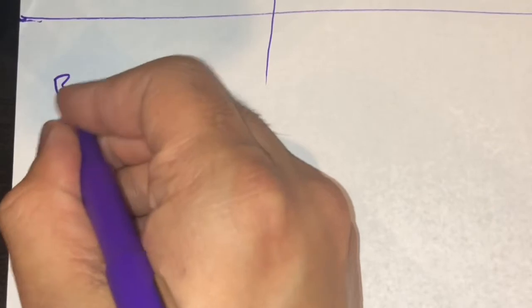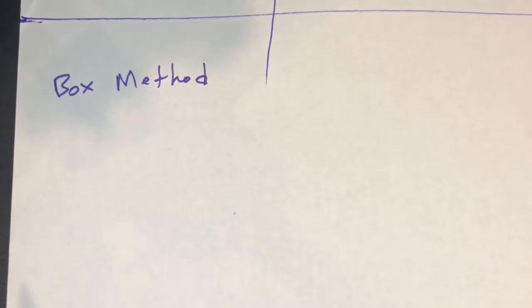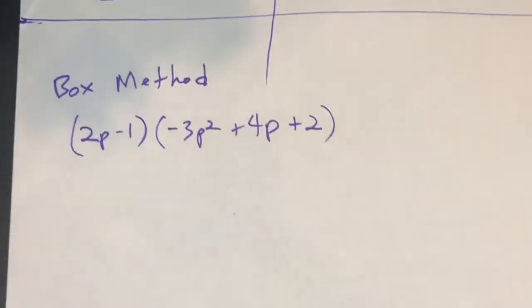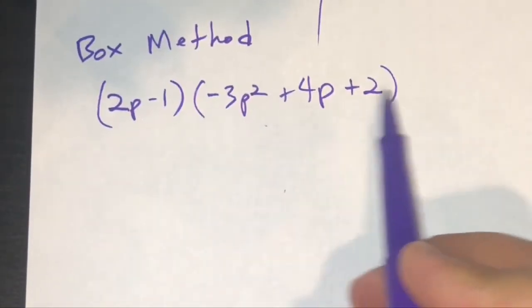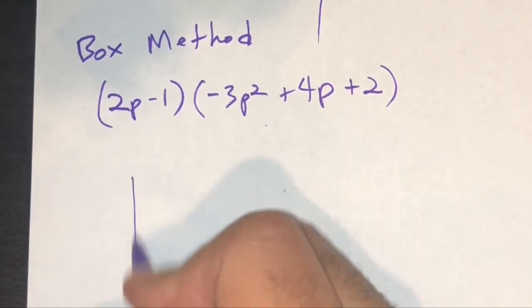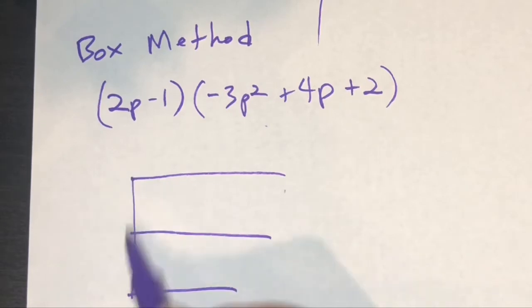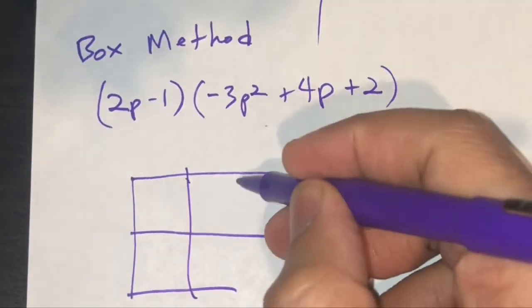It's called the box method. Okay, so I'm going to just explain it as I go along with this example problem. Okay, so what we have here is a binomial times a trinomial, because there's 1, 2, 3 terms. That's why it's a trinomial. So we have to make a box that is 2 in height or 2 in width. It doesn't matter. Okay, but the other one has to be 3 because there's 3 terms. That's the important part.